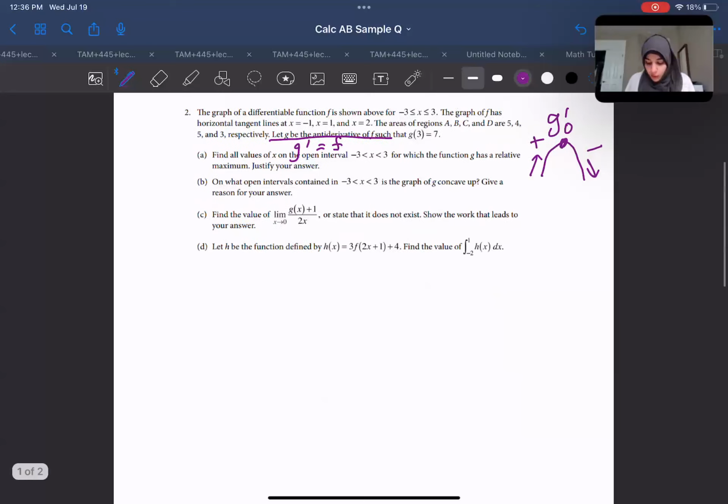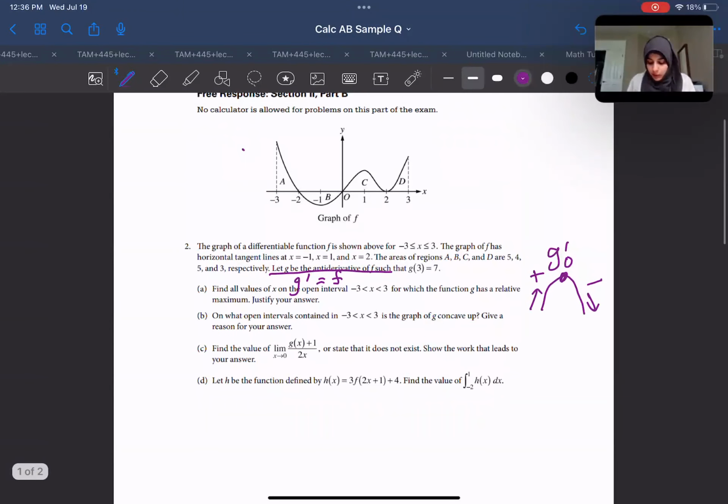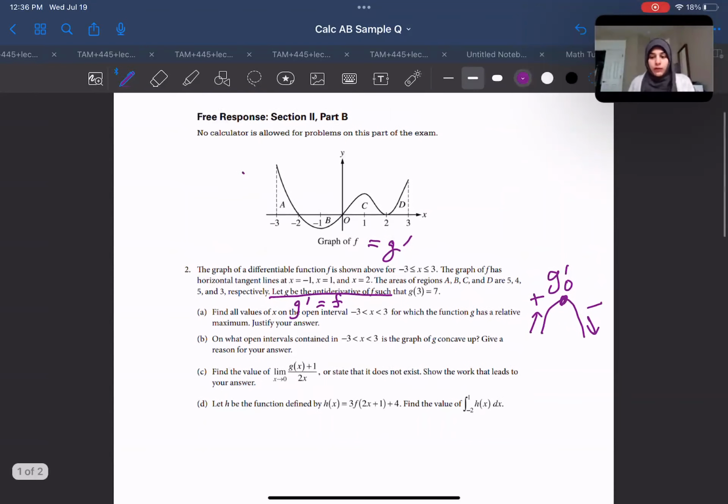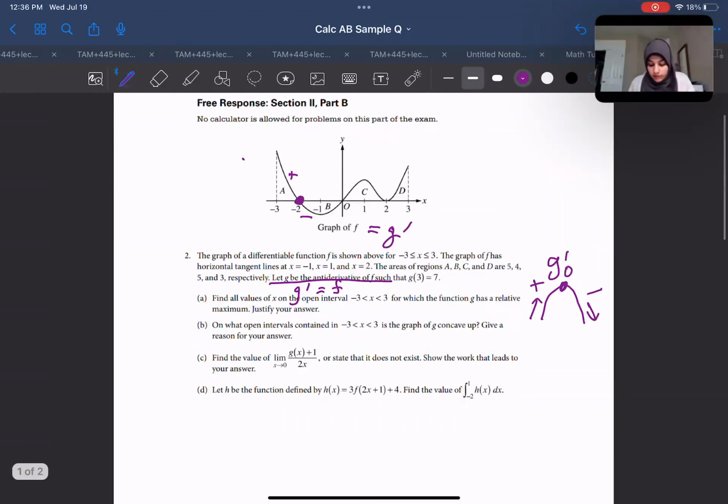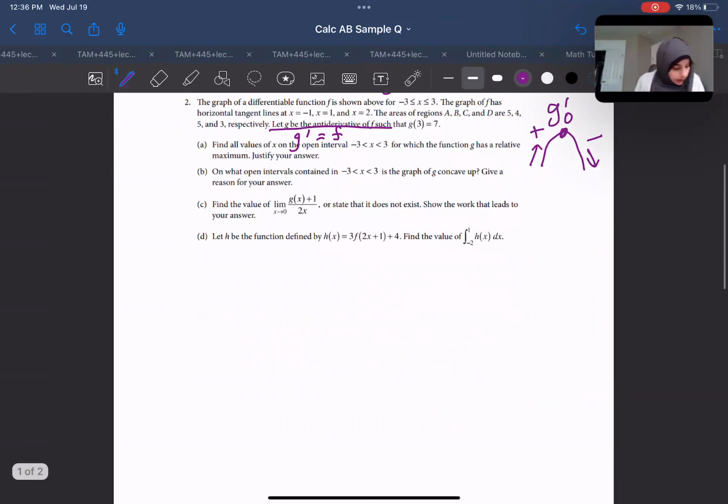All right, where is that happening in g prime? Because remember, f is equal to g prime. Where are we going from positive to 0 to negative? That's only happening in one place, which is right here. We go from positive to 0 to negative for our g prime, or for our derivative of g. Let's go ahead and put that into words.